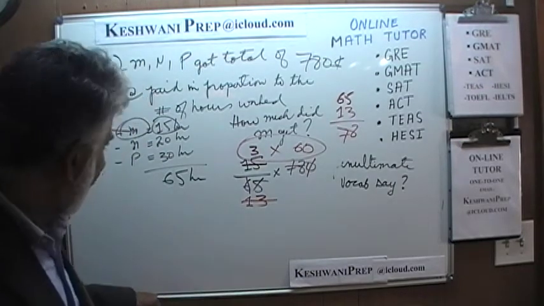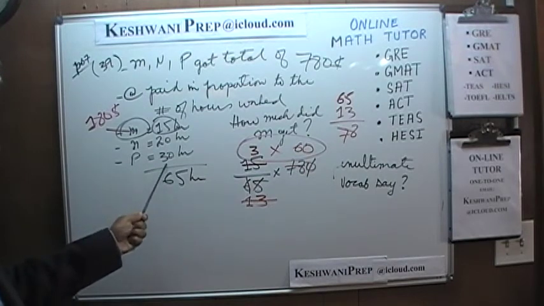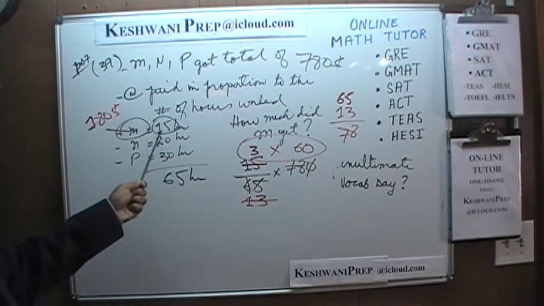And if M is getting $180, can you quickly tell me how much P will get? Well, P should get $360, twice as much, because he put in twice as many hours.